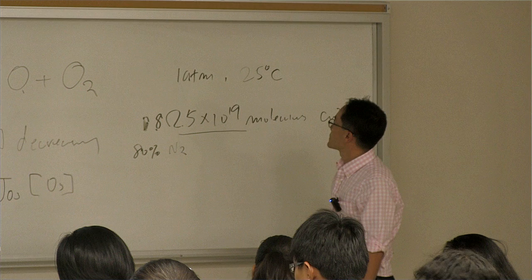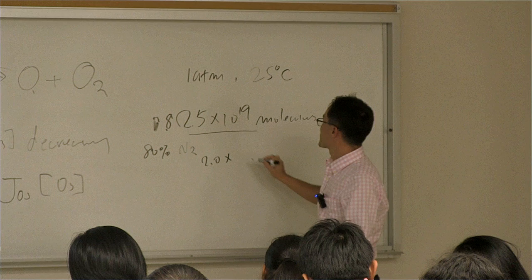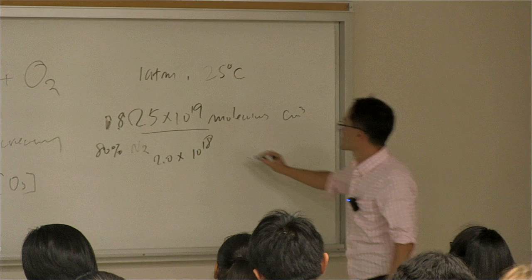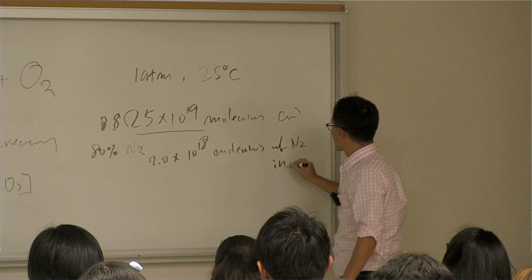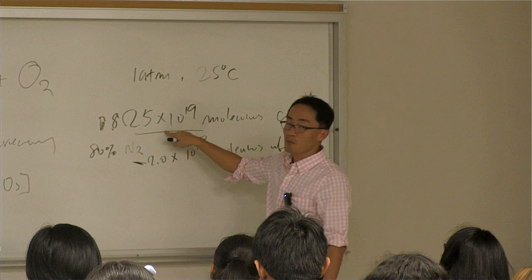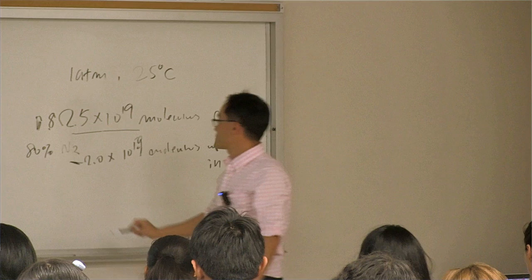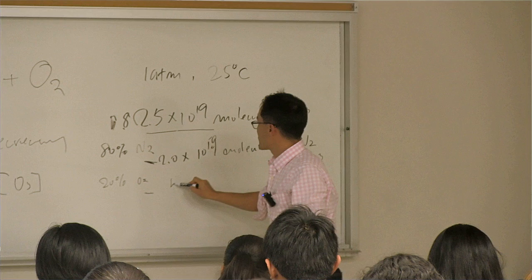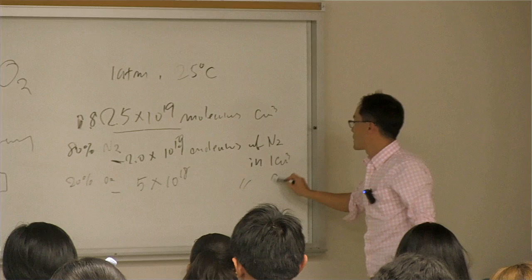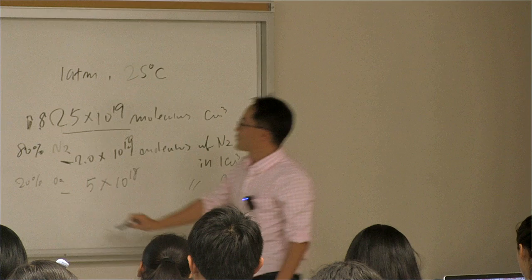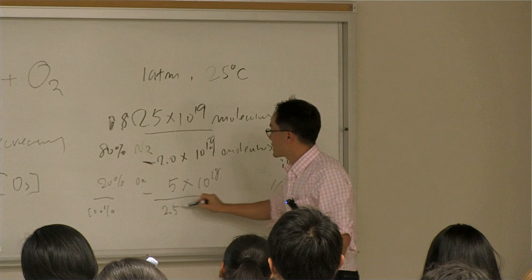Should be nitrogen, right? In 1 cubic centimeter. Because it's nitrogen. So out of this number of molecules, 80% are nitrogen. So that should be like this, right? No, it should be 19, right? Okay? And then let's say 20% are oxygen, then it is about 5 times 10 to the 18 molecules of oxygen in 1 cubic centimeter, right? Basically, if you add these up, 100%, and this is 2.5 times 10 to the 19, right?